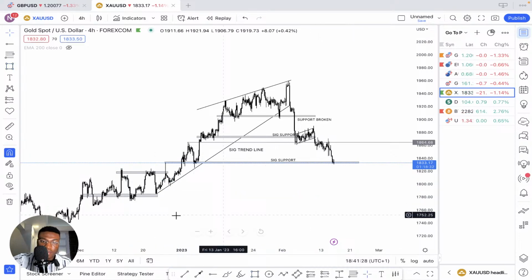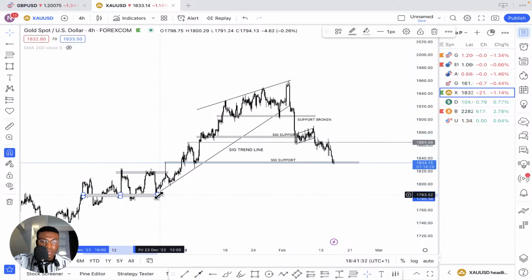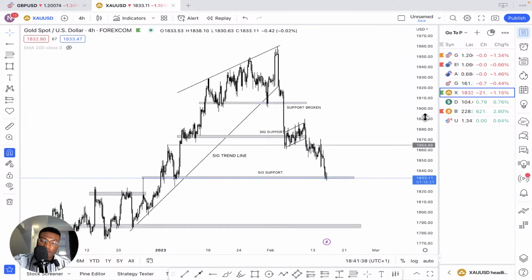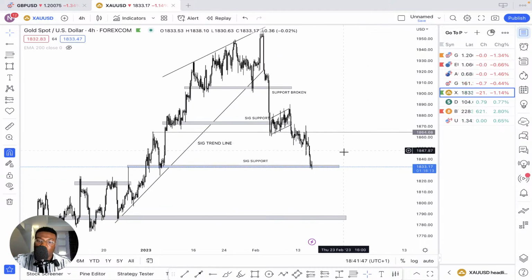Okay, I'm just going to drag this one. So if you have your levels mapped out, it just makes you a bit comfortable to identify the next direction or possible direction of the market. So support broken, next support broken, another one. This is broken as well. We're headed down to this point, right?